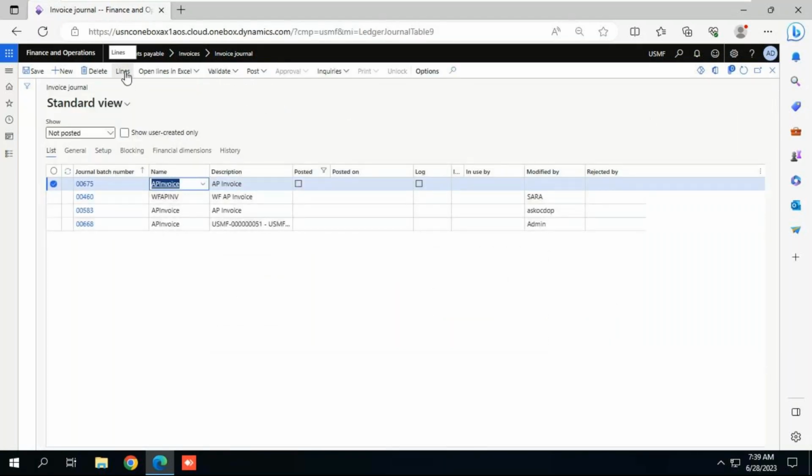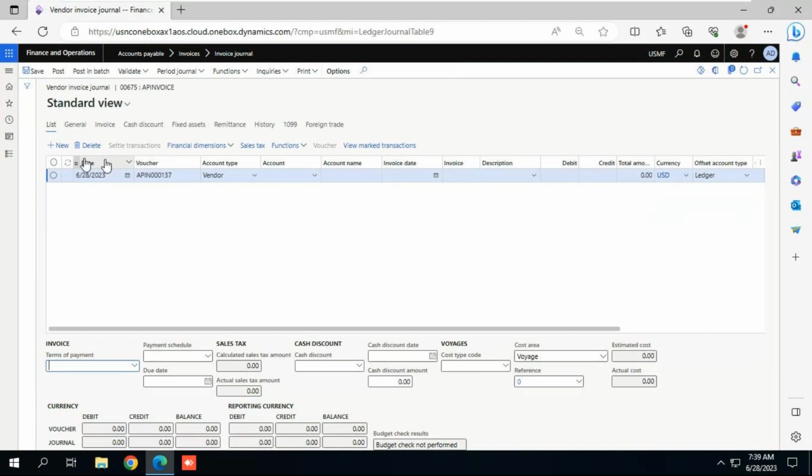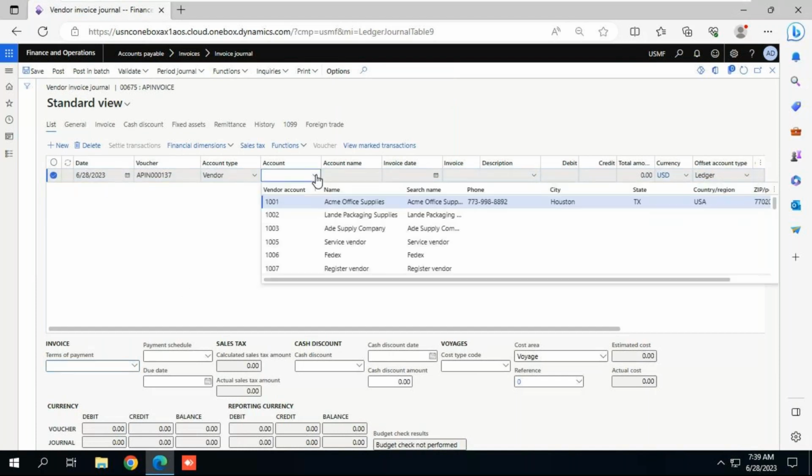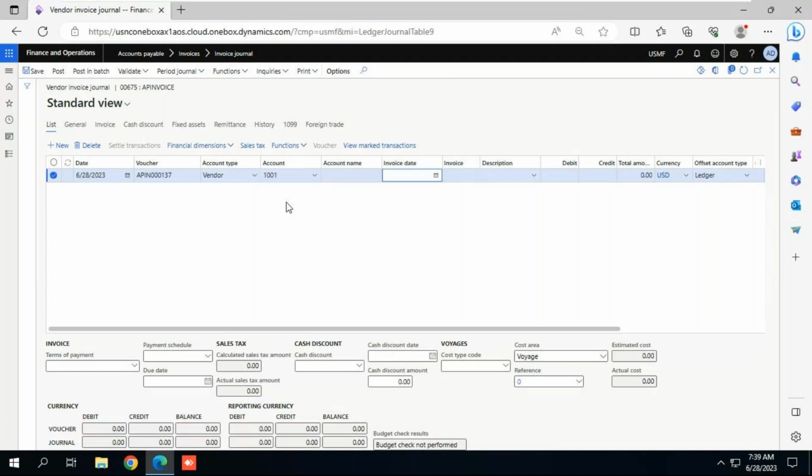Click on the lines button or click on this journal batch number. Anyone is fine. The date is coming automatically. Select the vendor, and you need to enter the invoice date and invoice number. You are purchasing A4 stationery. For this, I need to pay $20. It is vendor account credit.